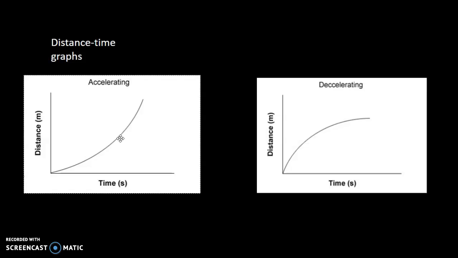Distance time graphs. The x-axis on this type of graph is always time and the y-axis is always distance. The two graphs on the screen are time distance graphs for acceleration. The acceleration one shows that the distance covered over time is increasing and therefore the athlete is getting faster.